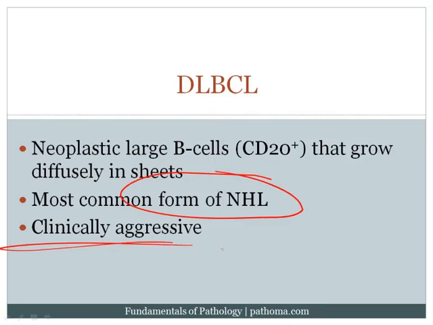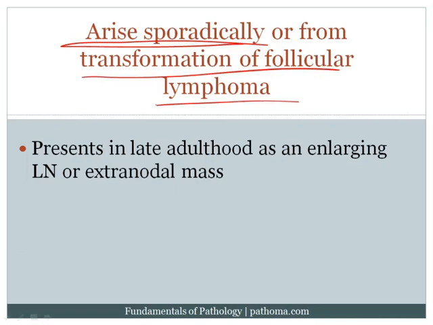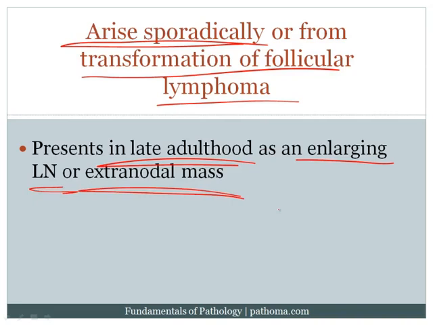It would make sense that it's clinically aggressive because it's not well differentiated. It doesn't look like normal structure. It doesn't have small B cells. And so because it's poorly differentiated, we would expect it to be clinically aggressive. Now, diffuse large B-cell lymphoma can arise sporadically, or it can arise from transformation of follicular lymphoma. And I've already explained that in detail when we talked about follicular lymphoma. This tumor presents in late adulthood, usually as an enlarging lymph node or as an extranodal mass.